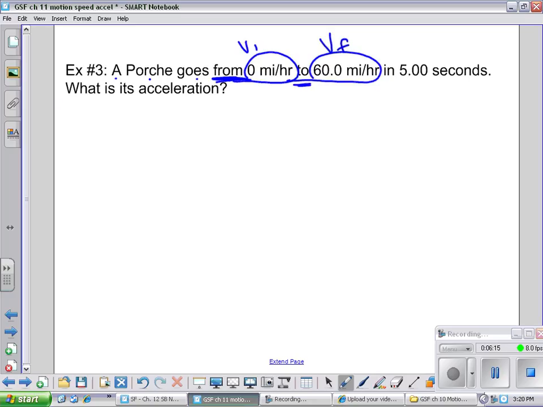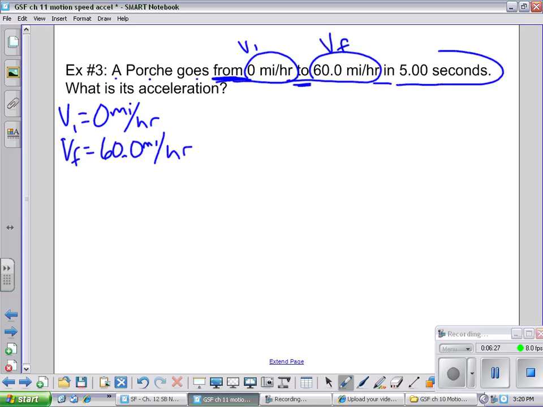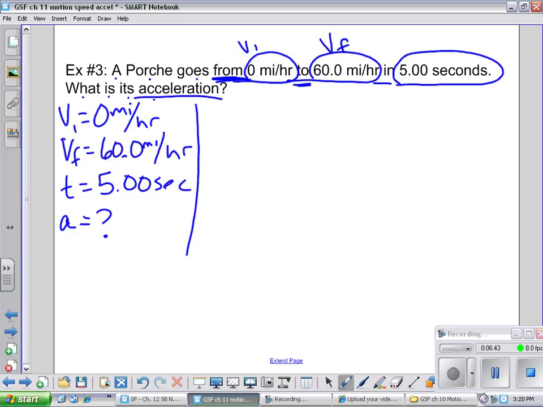All right, so my initial velocity is 0 miles per hour, and my final velocity is 60 miles per hour. And it says that it does that in 5 seconds. So 5 seconds is, of course, your time unit. Sorry. 5 seconds is your time unit. And then it says, what is its acceleration? Always read the questions carefully. Always, always, always. You'll have all the clues that you need.